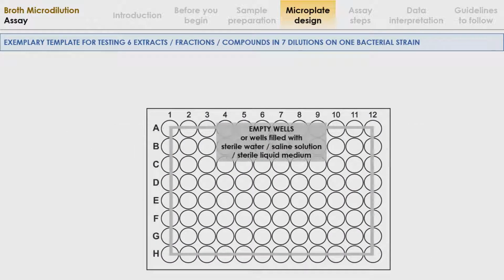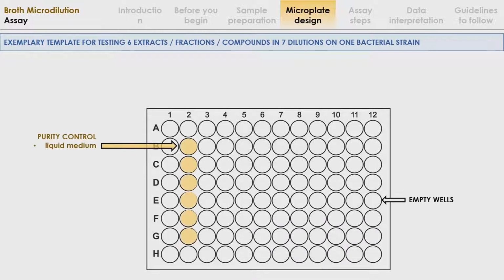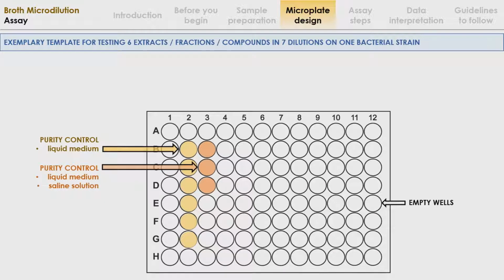Marginal wells could be left empty or should be filled with sterile solution, just to avoid evaporation problems. You need different purity controls. The first should be the wells containing only medium. Saline solution used to prepare the bacterial suspension should constitute the second purity control.